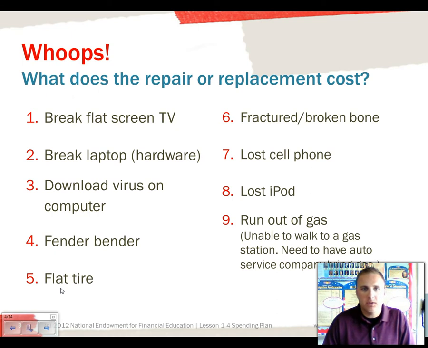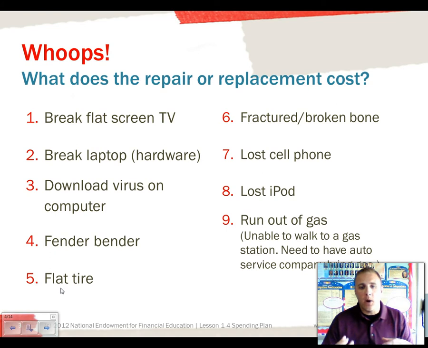Fractured or broken bones might hurt us in terms of our insurance costs. Losing your cell phone or your iPod, things that may be accessories to us, but also things that we understand we need to replace. Or running out of gas. We've all seen people walking down the side of the road to the nearest gas station. We know your car won't operate without gasoline in it. Therefore, what happens? Are we prepared? Do we have the money to be able to walk to that gas station and put gasoline in our car?